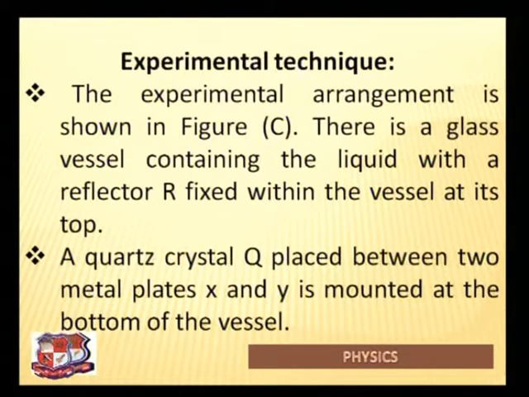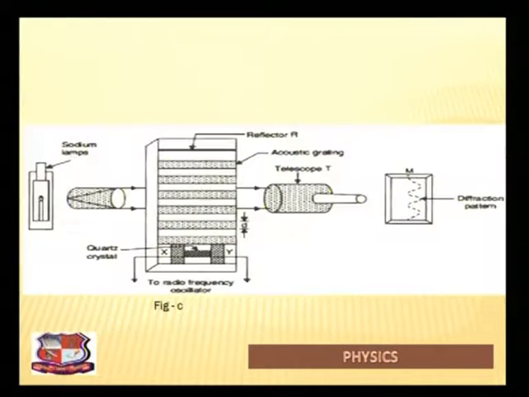Experimental technique. Experimental technique you can see in the figure below. There is a glass vessel containing the liquid with the reflector R fixed to the vessel at its top. This is the construction of an acoustic grating.